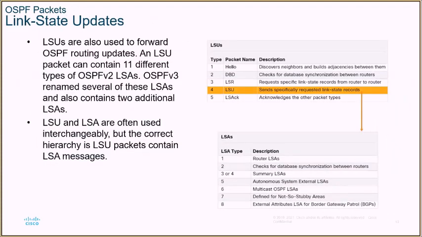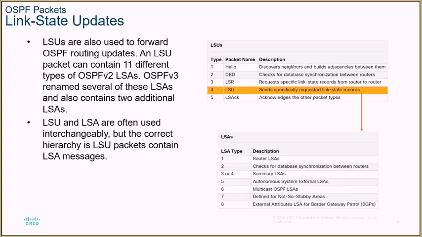Okay, link state updates. There are actually different types of link state updates, or actually the link state update is the packet, and within it can be one or more link state advertisements. Those advertisements are about a particular network, and of course you can include more than one in those packets. LSUs are also used to forward OSPF routing updates.